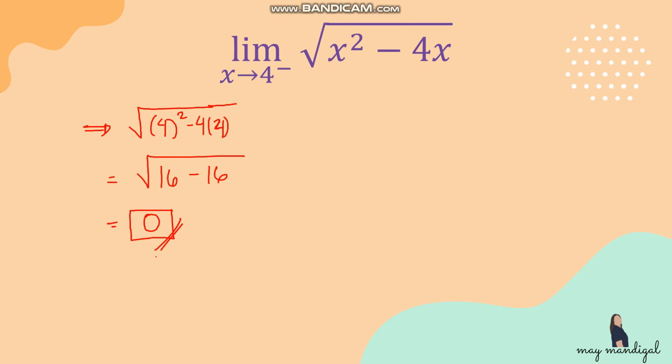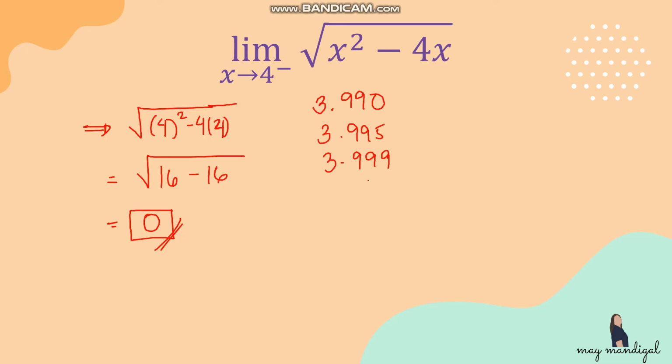Now, we have to know if this is really true or valid, that the value that our function approaches as x approaches 4 from the left is really equal to 0. So how are we going to check? Let's do the same thing as what we did in the previous example. Let's try to get values that are closest to 4 from the left. So what are those values? We can try 3.990, 3.995, and 3.999.